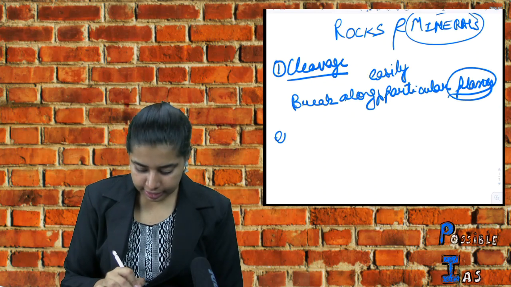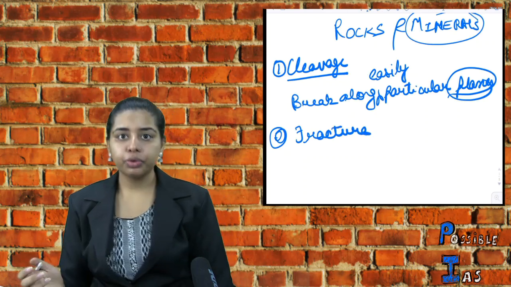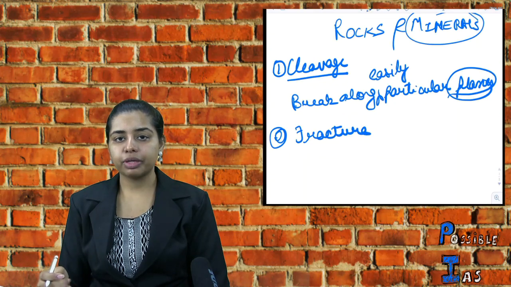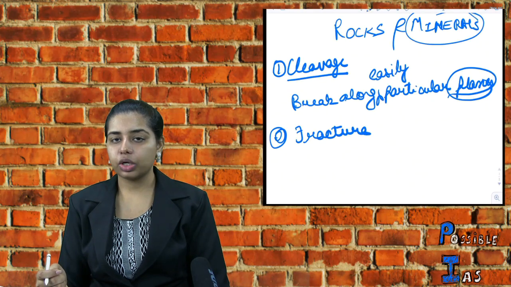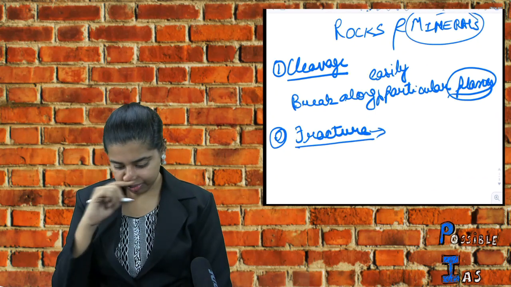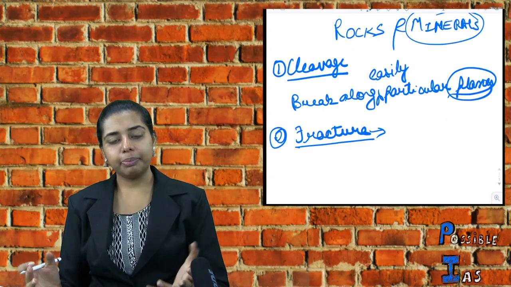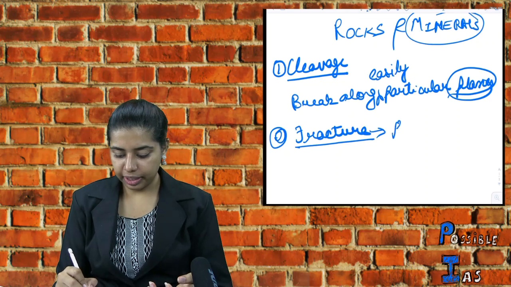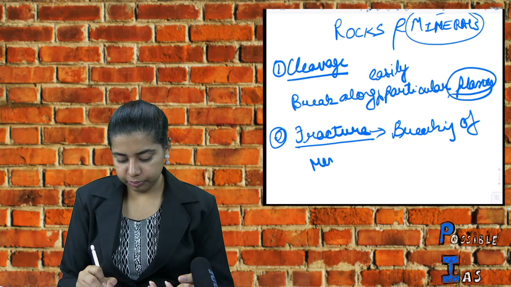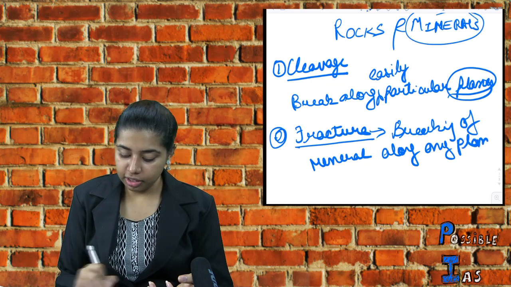The next thing that is comparable to cleavage is fracture. Cleavage can be good, it can be perfect, or it can be that cleavage is not present. For example, in certain minerals like hematite, there is no cleavage. Then next comes fracture. What is a fracture? If the mineral breaks along any plane, that is known as fracture. Breaking of a mineral, not rock, along any plane, that is known as a fracture.